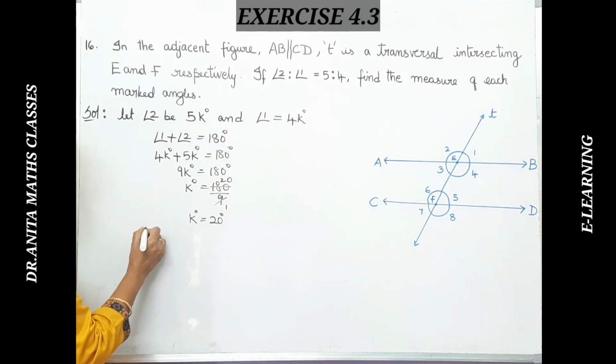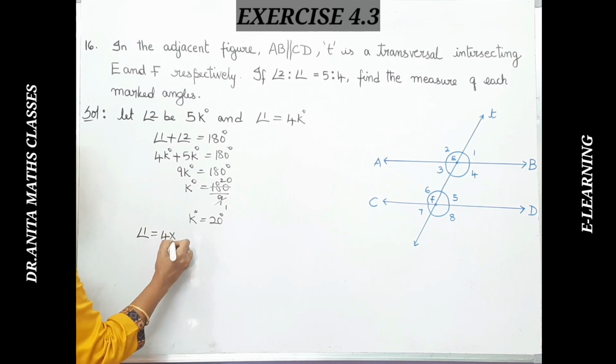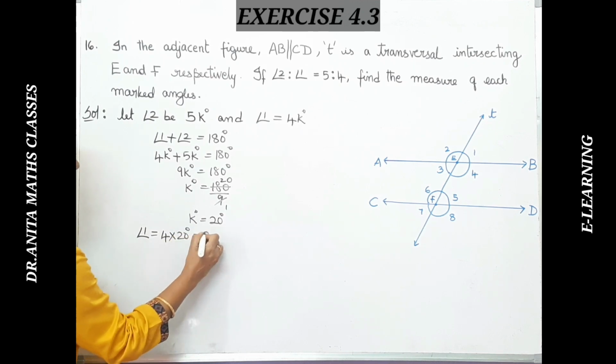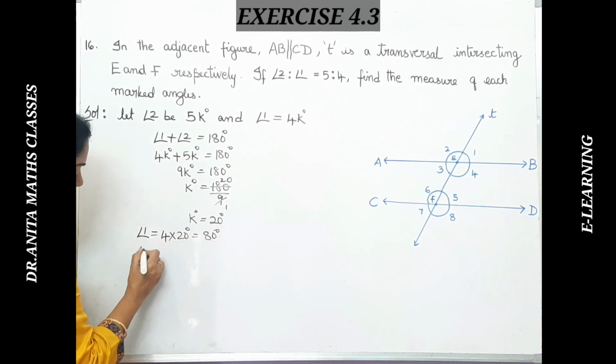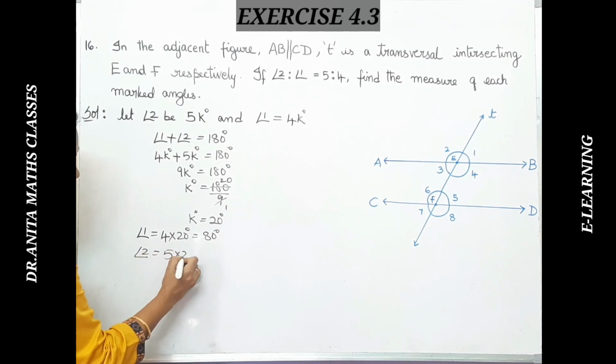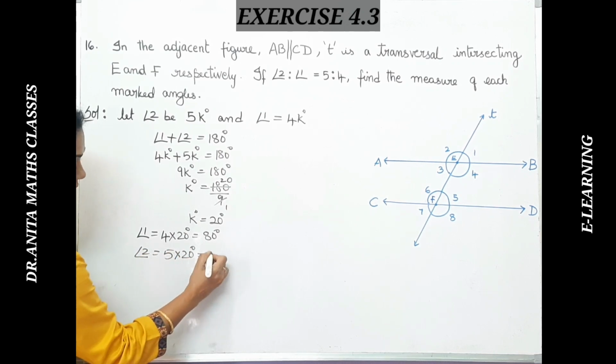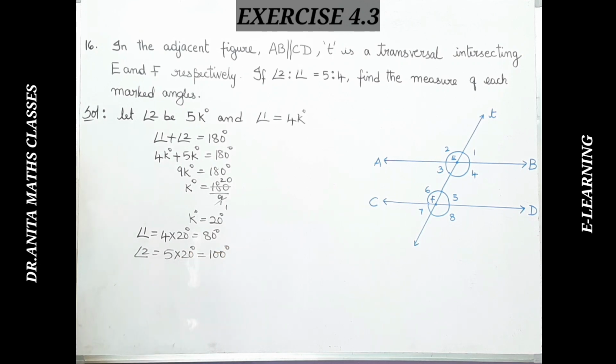From this we can calculate angle 1 and angle 2. What is angle 1? Angle 1 is 4k, so 4 into 20 degrees comes to 80 degrees. Whereas angle 2 is 5k, so substituting the k value, 5 into 20 comes to 100 degrees. Here we got 2 angles.